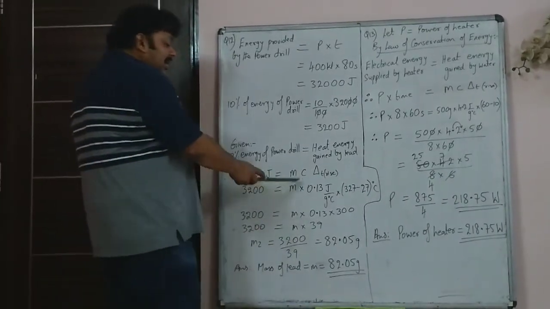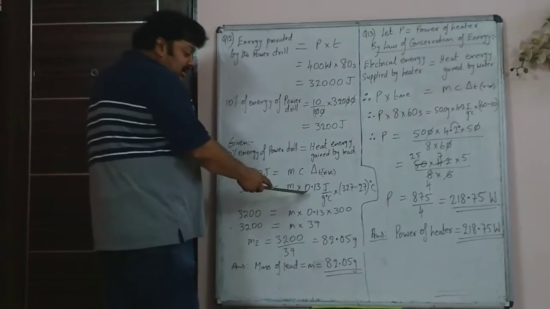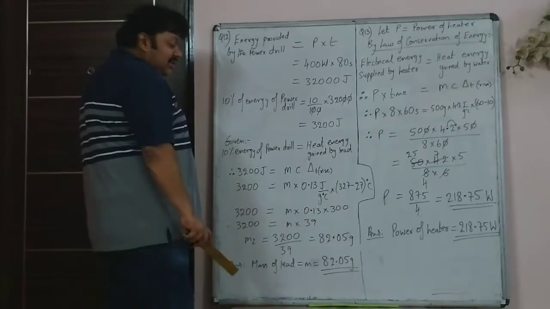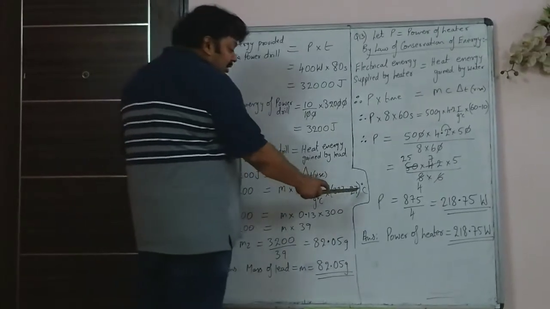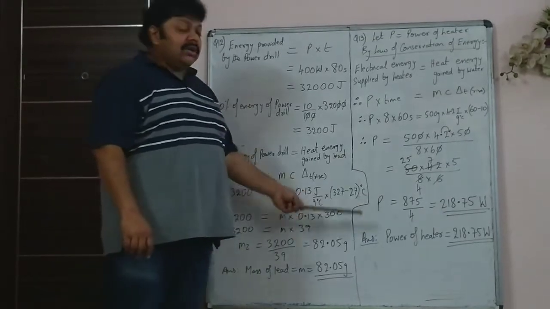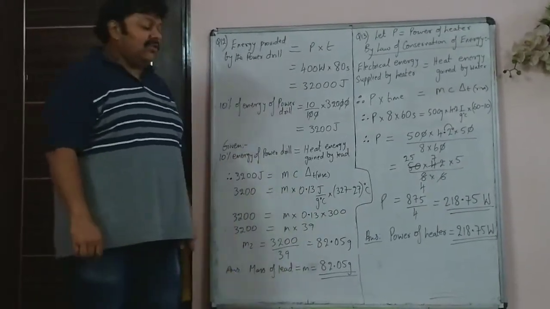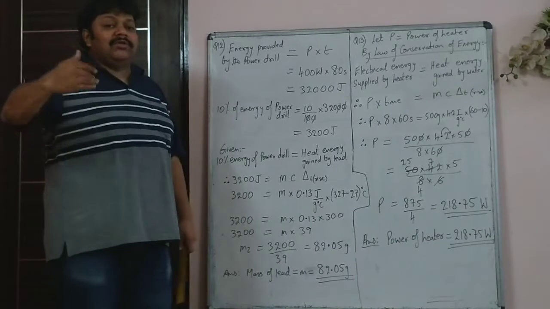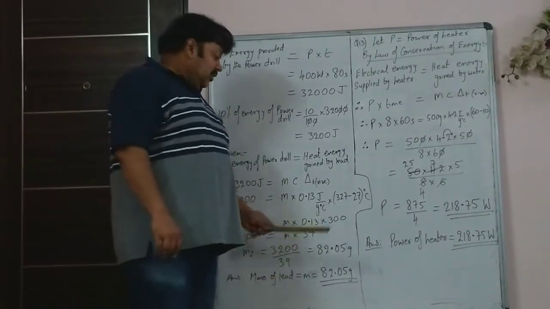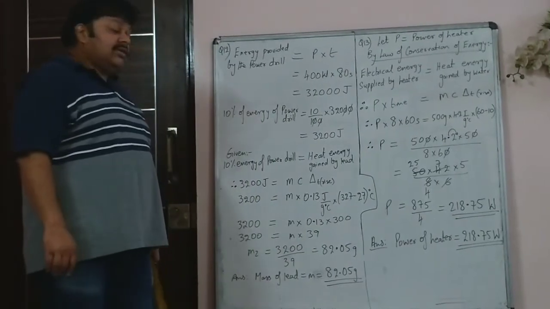And you don't know the mass, so M is the mass of lead. 0.13 joule per gram degree Celsius is the specific heat capacity of lead, and 327 minus 27, that is 300 degrees Celsius, will be the rise in temperature, because it's given that the temperature rises from 27 to 327. So 300 degrees Celsius is the rise in temperature.